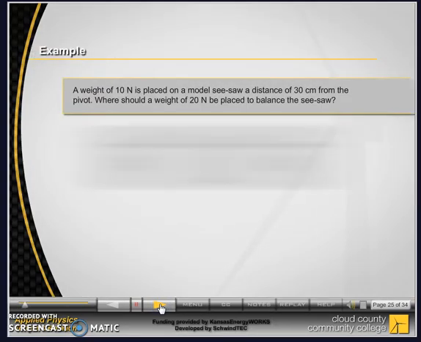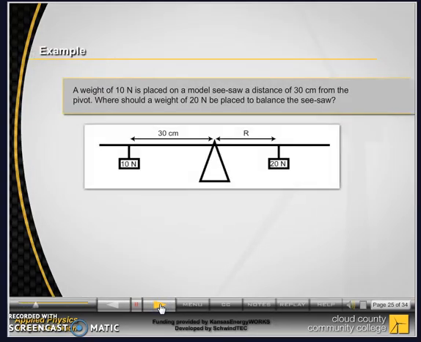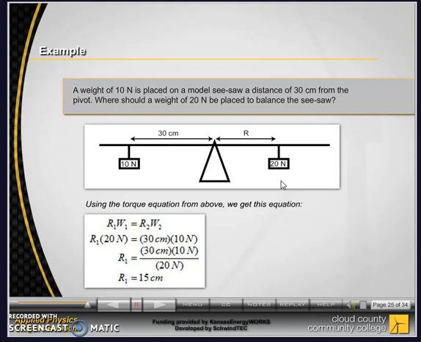Here's an example. A weight of 10 newtons is placed on a model seesaw a distance of 30 centimeters from the pivot. Where should a weight of 20 newtons be placed to balance the seesaw? Using the torque equation, we get this equation.